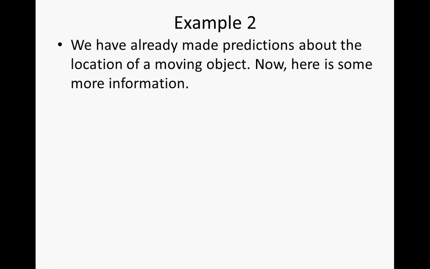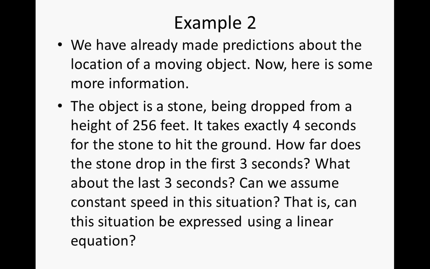All right, let's take a look at example 2. We have already made predictions about the location of a moving object. Now, here is some more information. Let's say the object is a stone being dropped from a height of 256 feet. It takes exactly 4 seconds for the stone to hit the ground. How far does the stone drop in the first 3 seconds? What about the last 3 seconds? Can we assume constant speed in this situation? That is, can this situation be expressed using a linear equation?